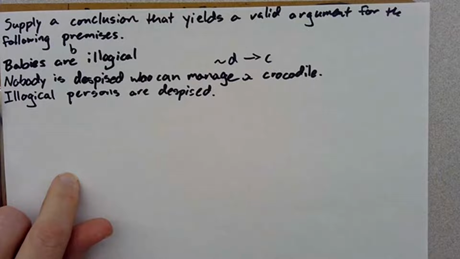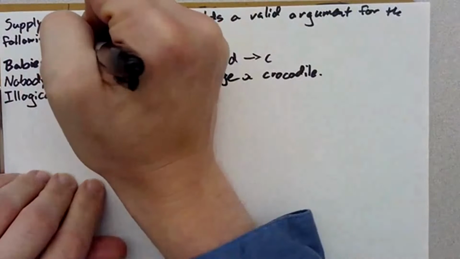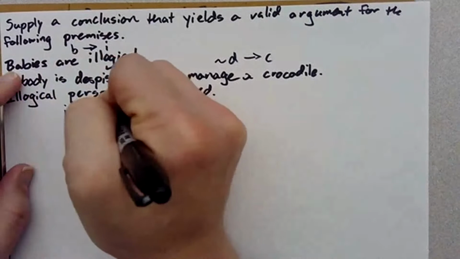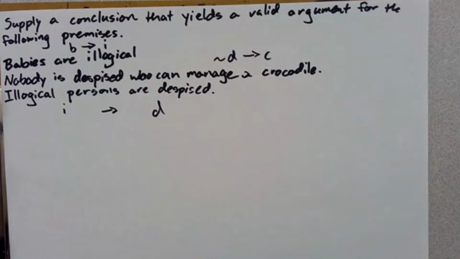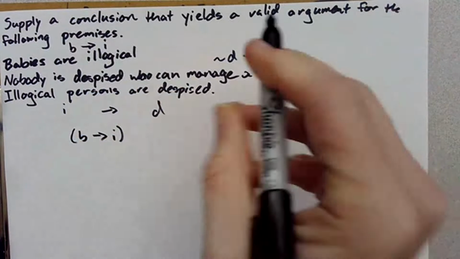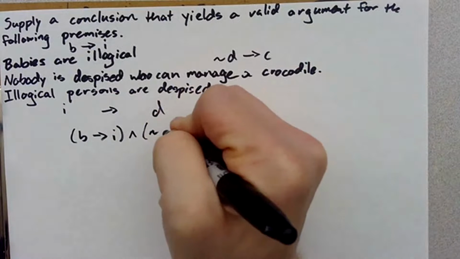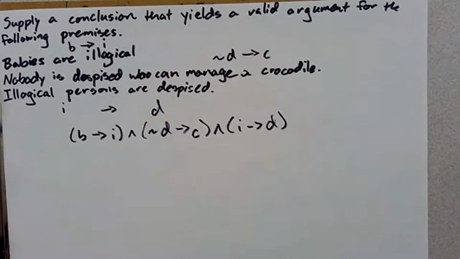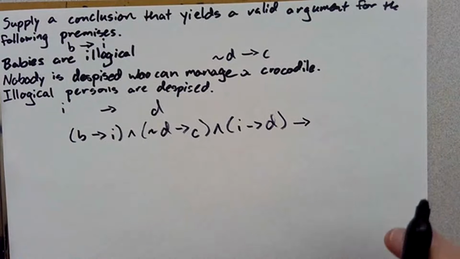Okay. That should be B implies I. We'll say I is illogical, B is baby. Not D. D is despised, and C is crocodile. Can manage a crocodile. So this is I implies D. Okay, so here is our argument so far. B implies I, and not D implies C, and I implies D. Now, we need to come up with a conclusion that will always be true.